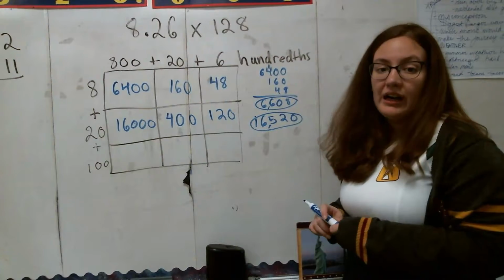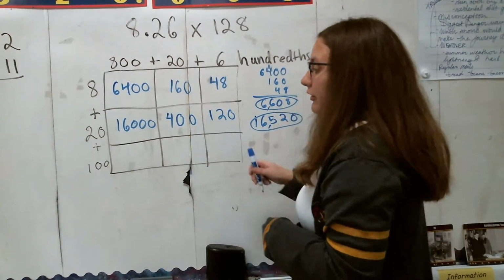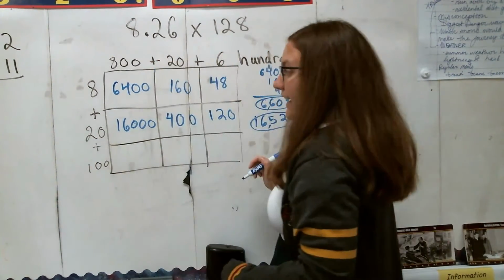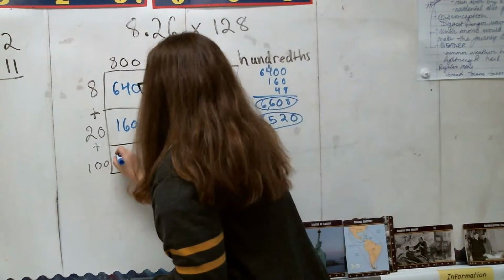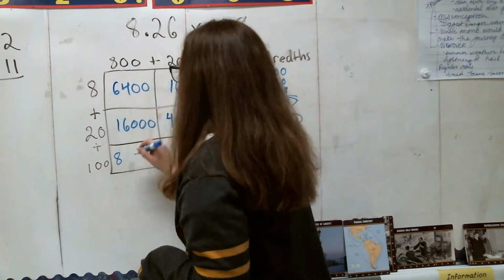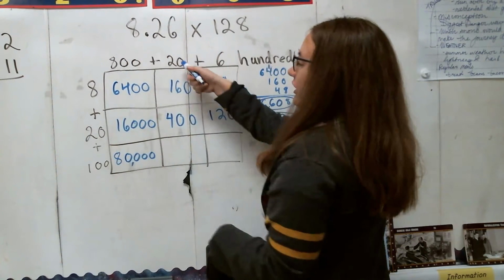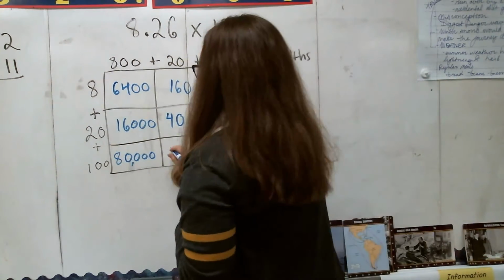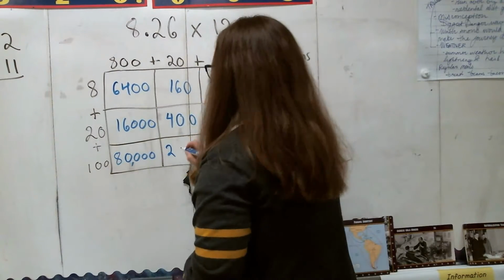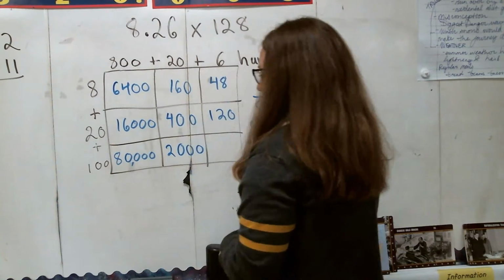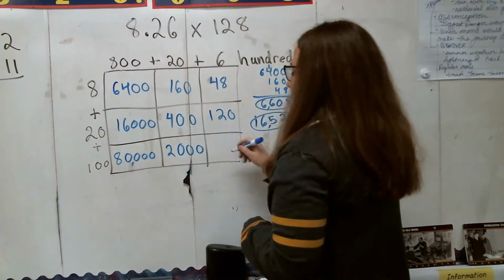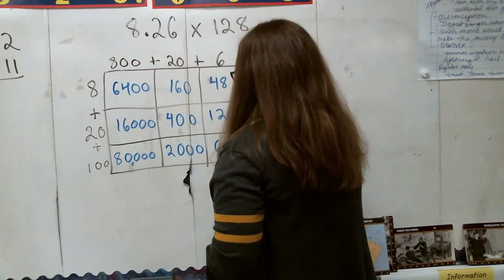Now I'm going to move on to my last row, and for this one I have 100 times 800. 1 times 8 is 8, and then I have 1, 2, 3, 4 zeros to add for 80,000. Then I have 100 times 20. 1 times 2 is 2, and then I have 1, 2, 3 zeros for 2,000. And then 100 times 6 is 600.